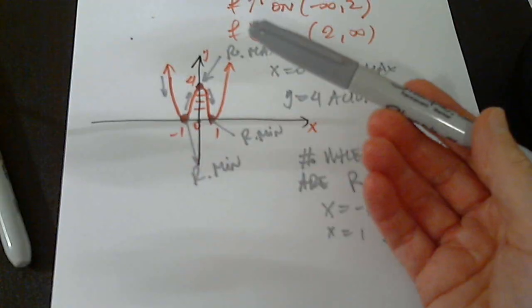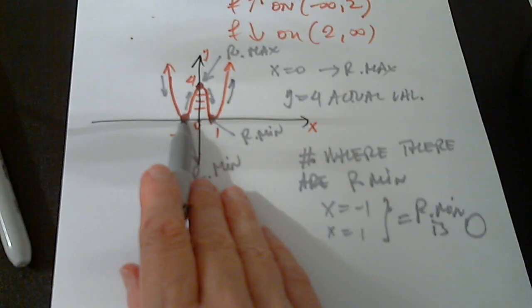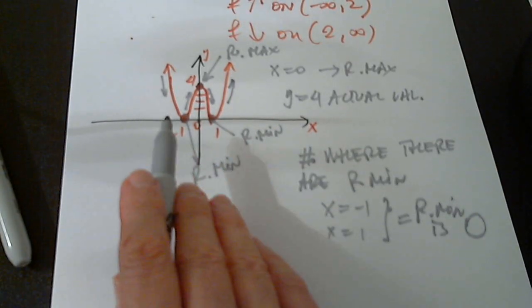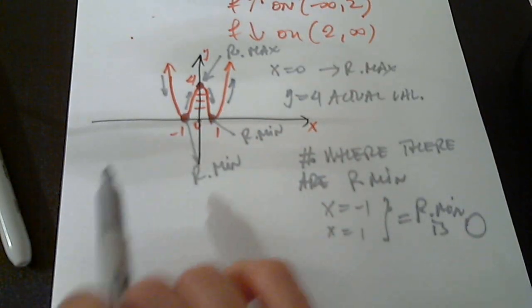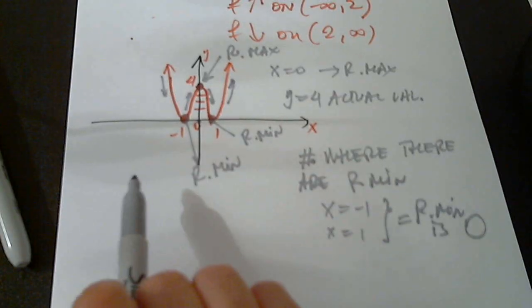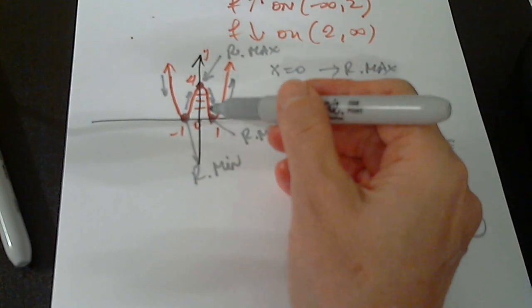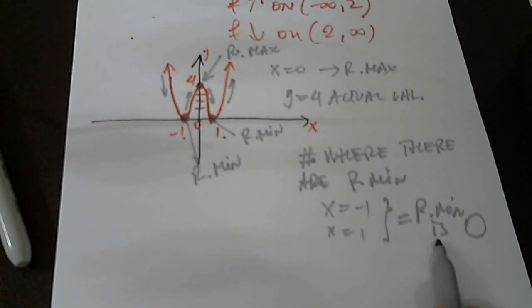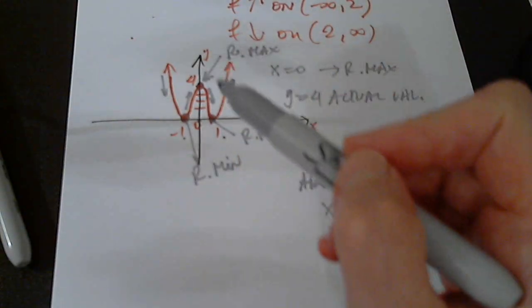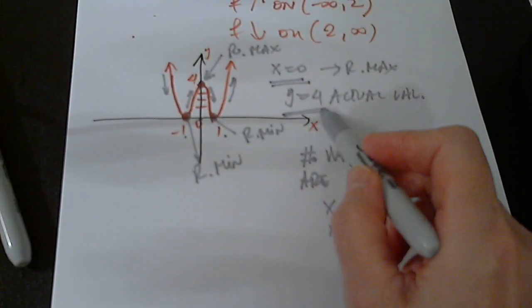So if I'm asked decreasing, increasing intervals, I will say from -infinity to -1 is decreasing, and also from 0 to 1 is decreasing. If I'm asked about increasing, I will say from -1 to 0, union from 1 to infinity, because it's increasing. It has a relative min at -1 and 1. The actual value of the relative min is 0. It has a relative max. Where? When x is 0. How much is the relative max? 4.